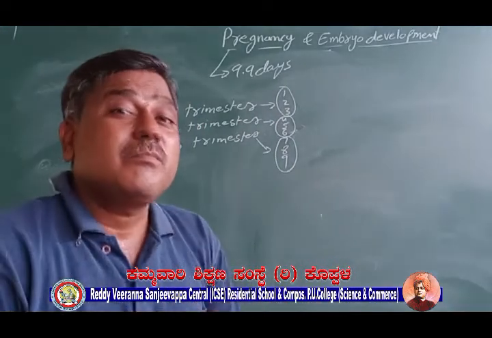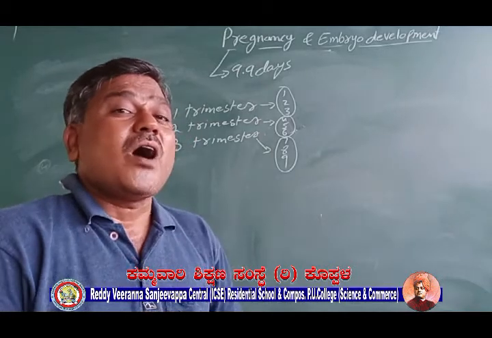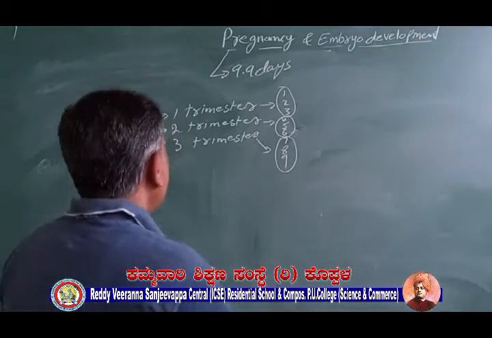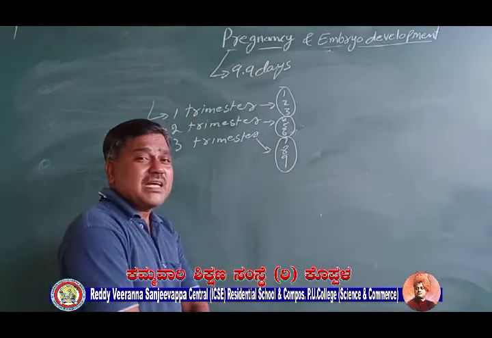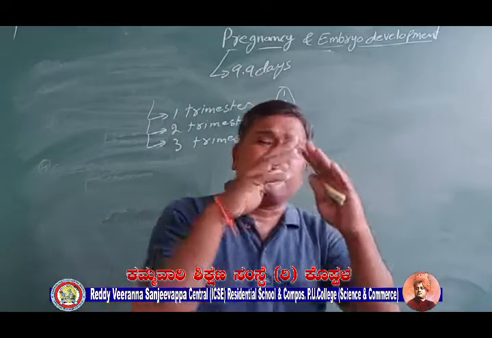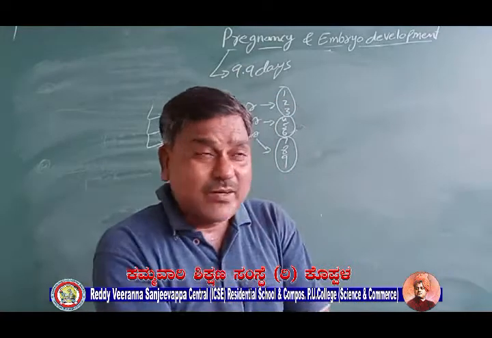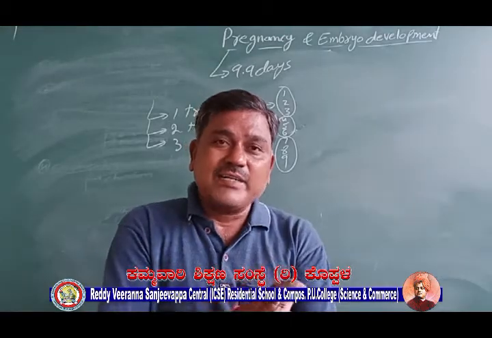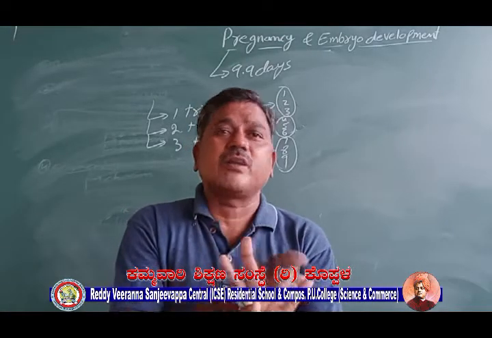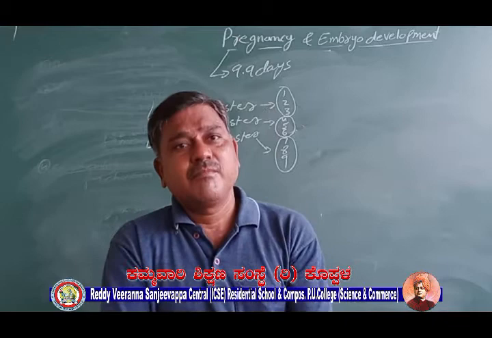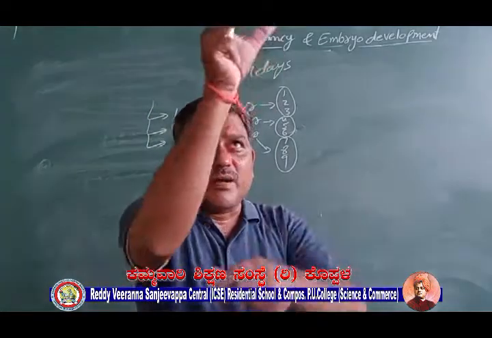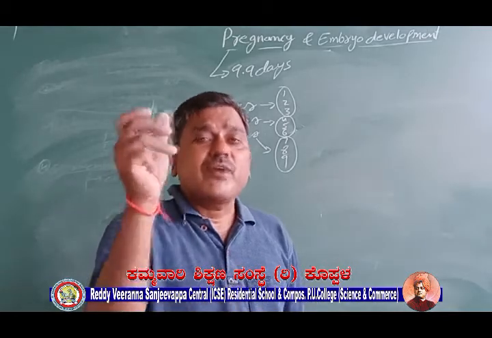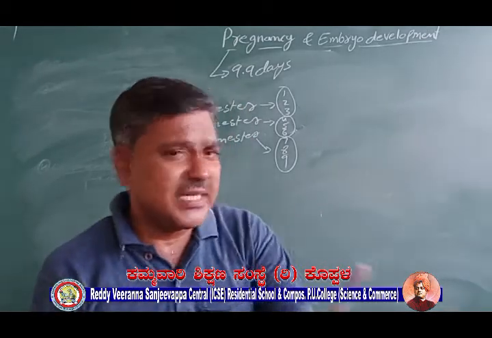Now, what are the changes which are occurring? How does growth and development of the embryo occur? Okay. Now, first trimester: placenta formation, umbilical cord formation. Umbilical cord is made up of allantois, chorion, placenta. All these combined are connected to the fetus body from the mother. That's why it is called the umbilical cord.